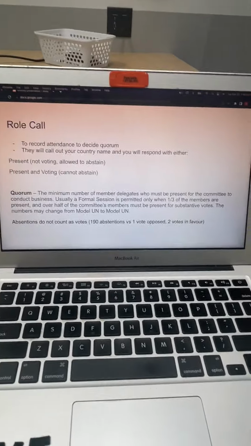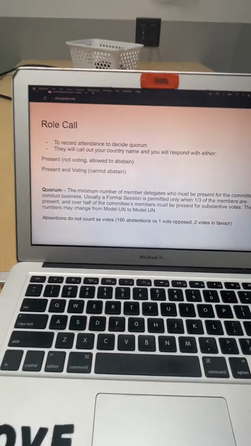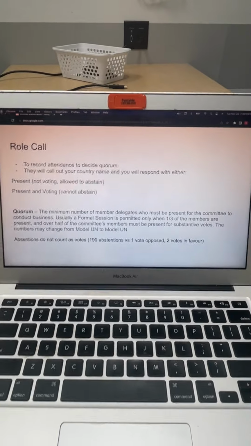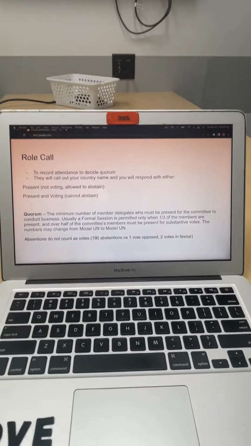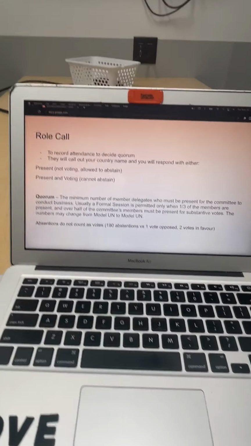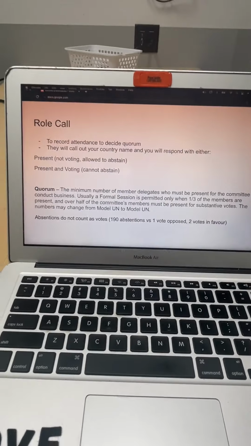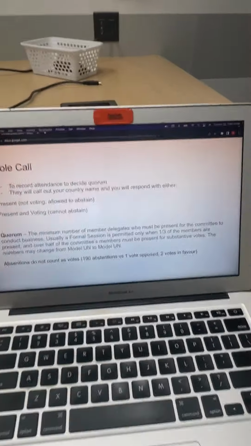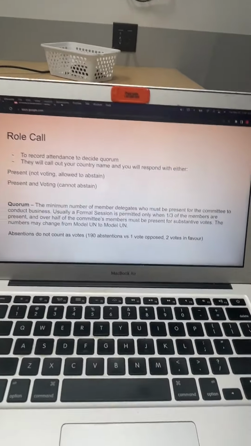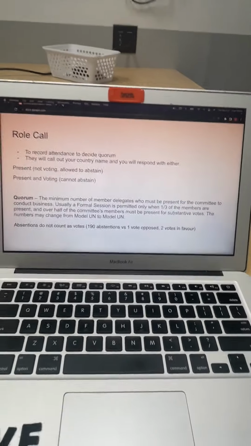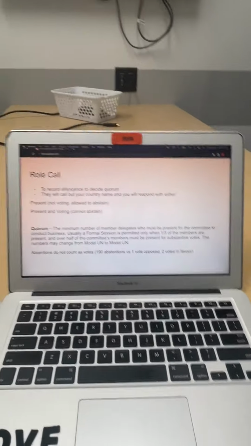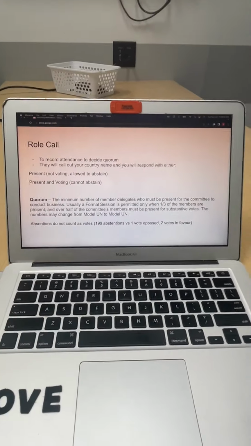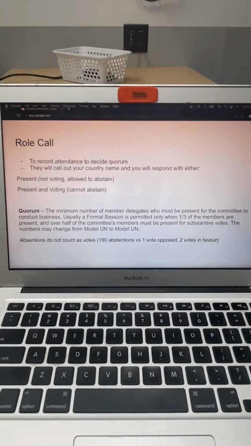When you are present, you are not voting, or you could be voting at times, and you are allowed to abstain. But present and voting means you have to vote, and you're not allowed to abstain. Usually bigger countries like the United States and some of the superpowers like Russia will usually have to do present and voting, whereas smaller countries may not choose to be voting, and they might not be as certain about their substance on certain subtopics, so they would abstain.